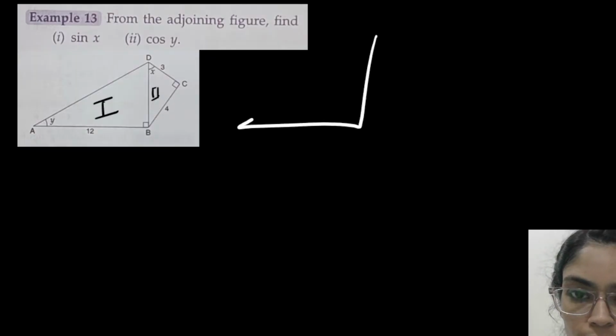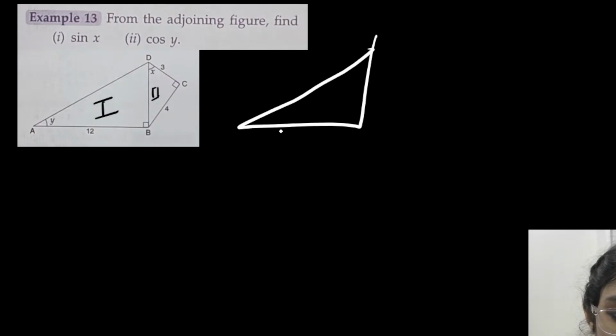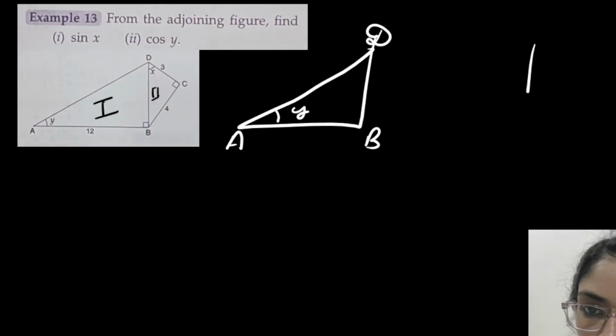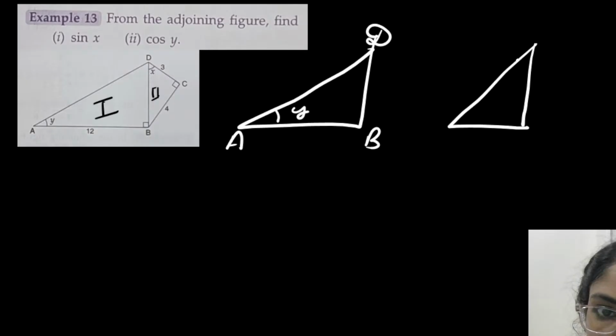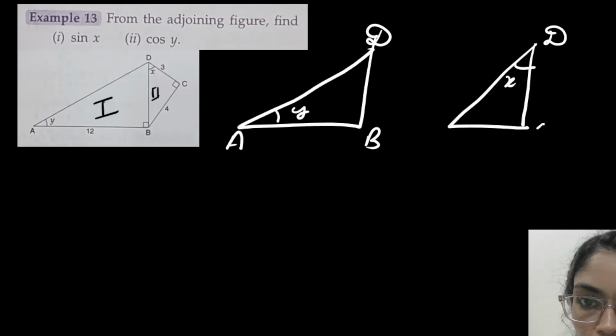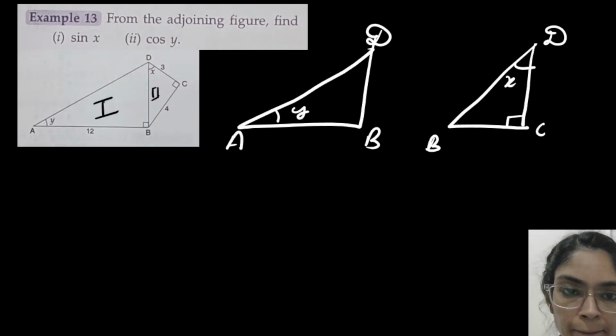The first one I'm drawing here, I have y. So this is D, this is B, A. And another triangle I'm just drawing now. Here I have X. You have to visualize the triangles, where I have the right angle, and its naming should be done properly. In the second triangle I have X, in the first triangle I have Y.